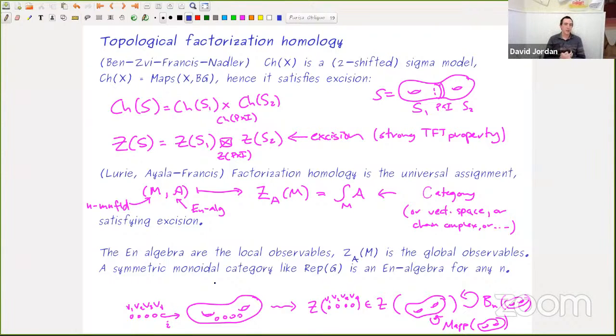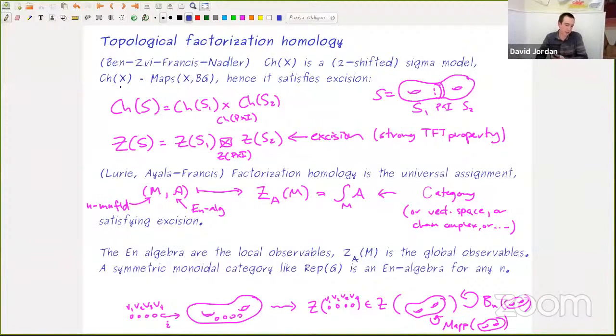Now I want to shift a bit and talk about how you construct the quantization of this stack. How do you construct the categories that one should associate and call the quantum character stack? The first hint is in a paper of Ben-Zvi, Francis, and Nadler, where they tell us that we should think about the character stack of some manifold as a sigma model. So we should consider maps from X into the classifying space BG.